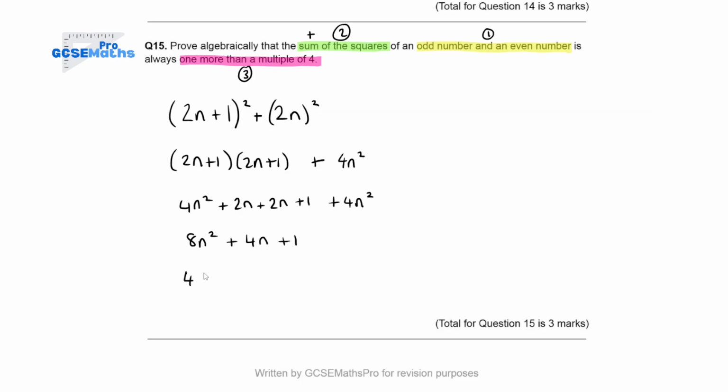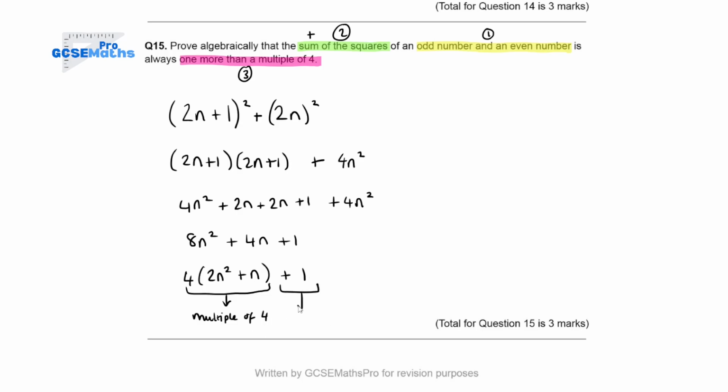I'm going to pull out 4. You just factorise it to make it convenient to what you're actually trying to prove. That would be 2n squared plus n. And then do you see how there's still a plus 1? Well, this bit, it doesn't matter what's in the brackets, because if I then multiply by 4, whatever is in the brackets times by 4 is a multiple of 4, just by definition, isn't it?